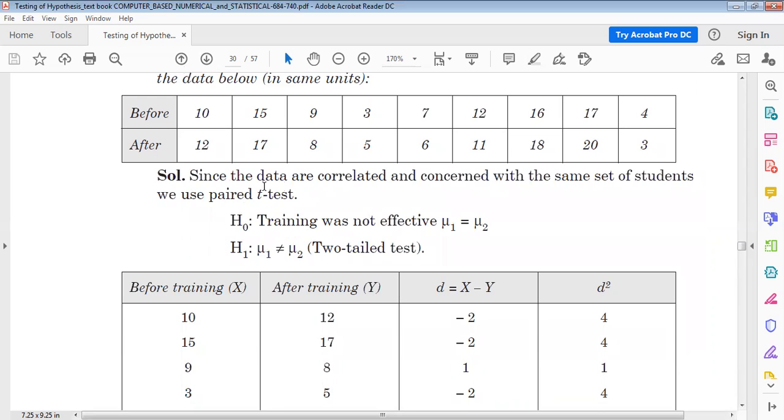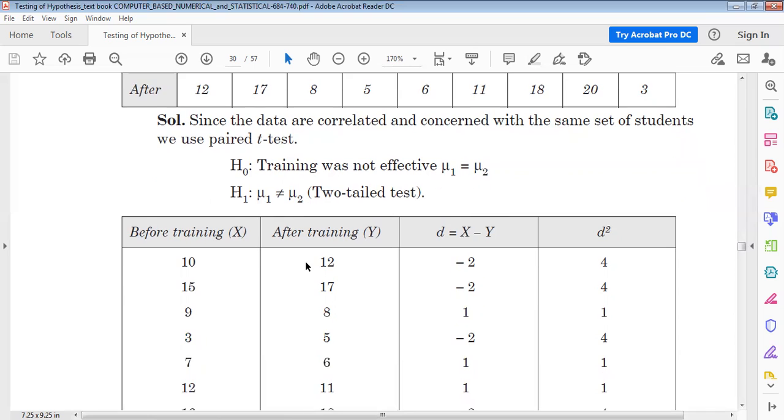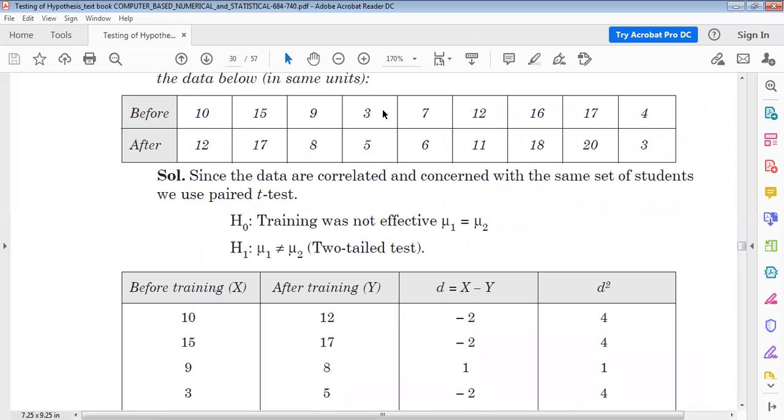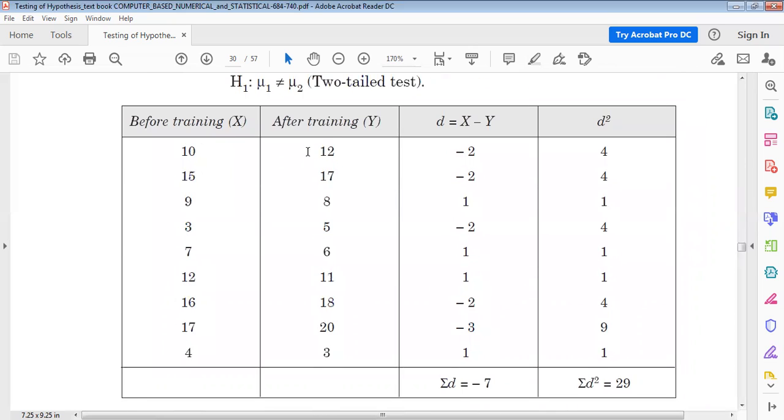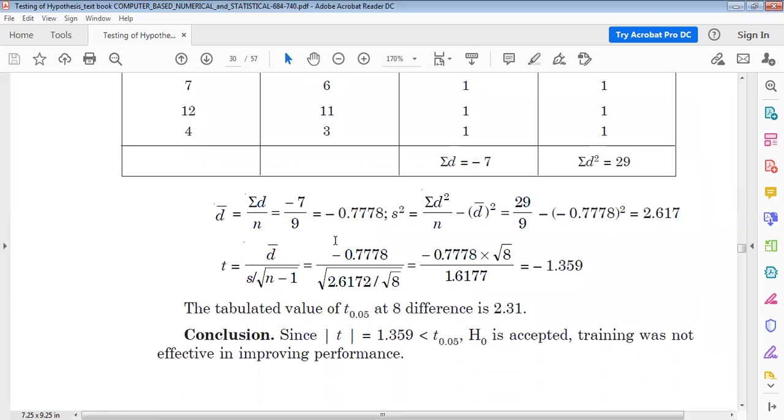Solution: since the data are correlated and concerned with the same set of students, we use the paired t-test. H naught is the null hypothesis: training was not effective. mu1 is the first population mean, and the alternative hypothesis will be not equal. Before training the values are x, and after training y. So the difference d and d square are this. Understand? Now d bar equals summation d divided by n.